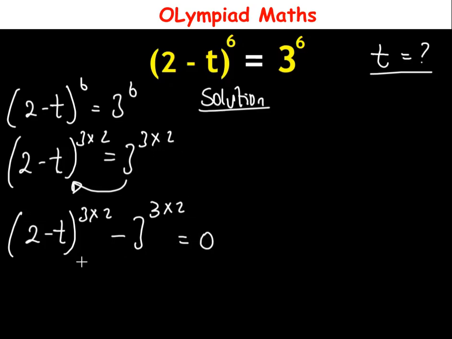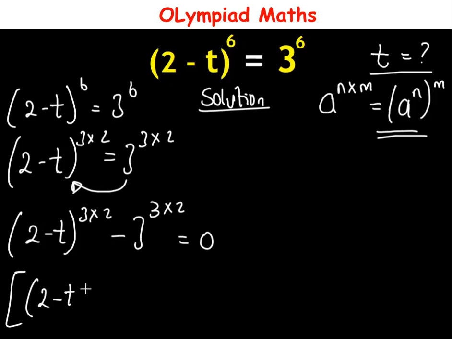With this, we are going to apply one of the principles of indices: if you have a raised to power n times m, this equals (a^n)^m. Applying this principle, this becomes ((2 − t)^3)^2 − (3^3)^2 = 0. With this, we have been able to express this in the form of a difference of two squares, which was where we were going.